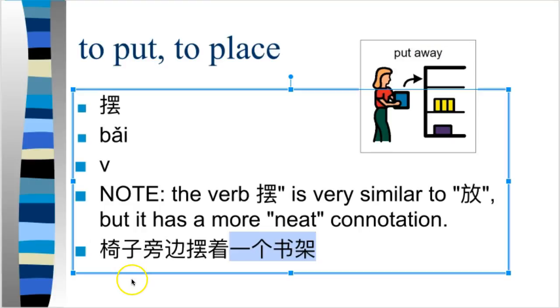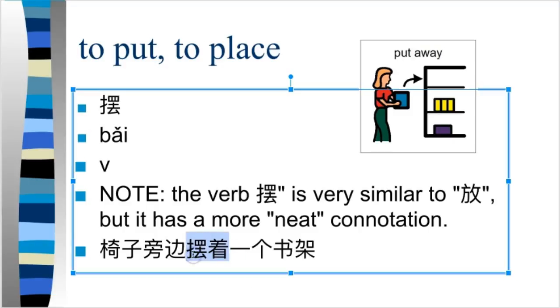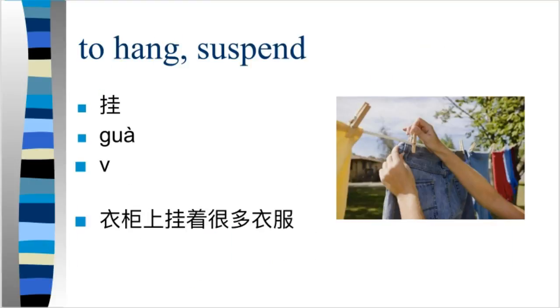So to translate it literally, next to the chair is lying one bookshelf, right? And then 这 here is an -ing verb, so it's something that you describe that's currently happening, right? So this is the current configuration of this chair and this bookshelf. This is true right now. You're describing something that you see right now, or that you know about right now.